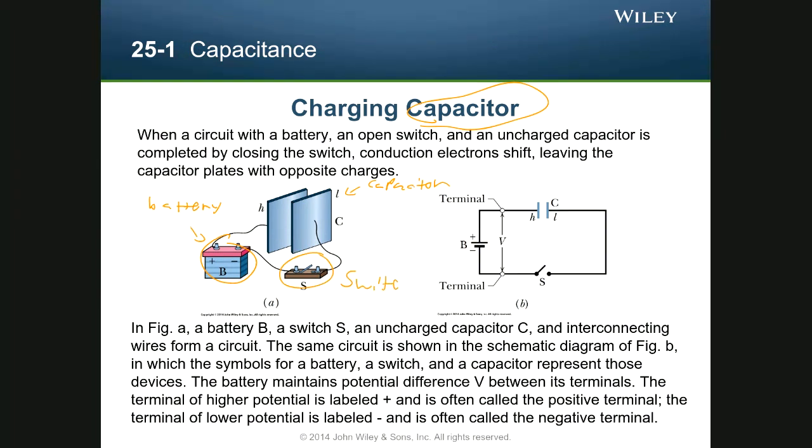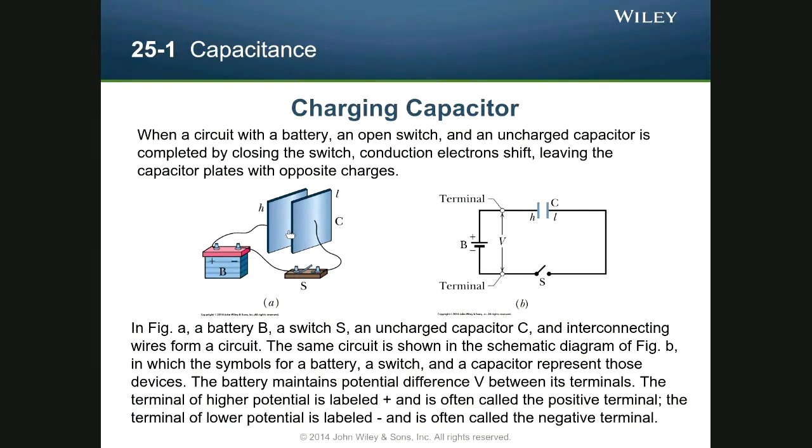All right, so you'll notice, and we'll start seeing this a lot more, that I'm going to delete that. But you'll notice all those things I wrote. This is what the real setup looks like. So you have, again, the battery, the switch, and the capacitor. This is kind of ugly looking.